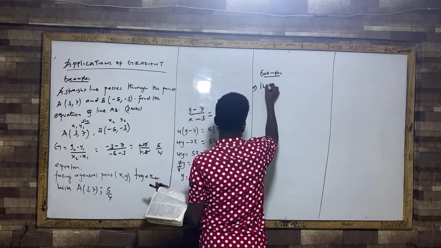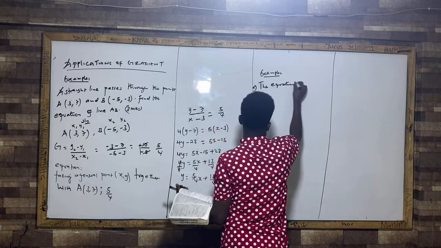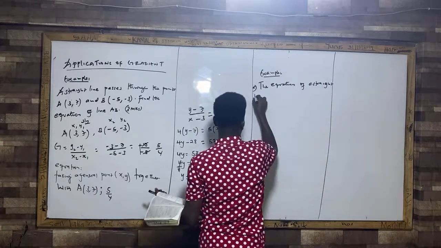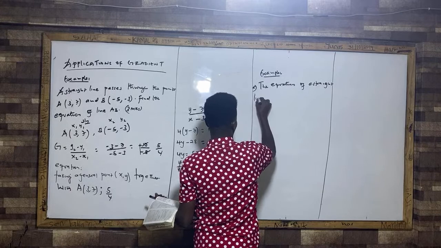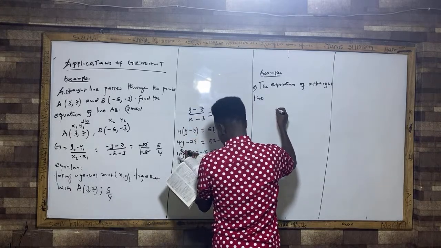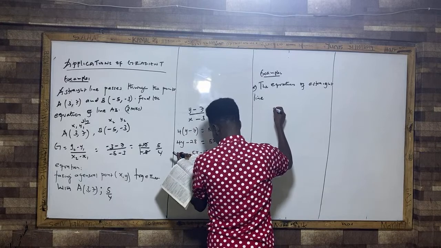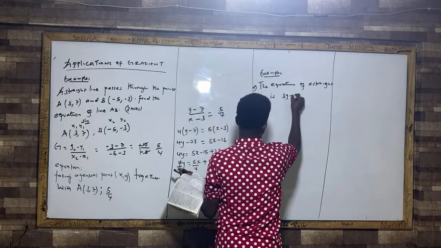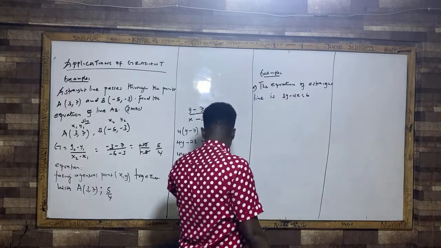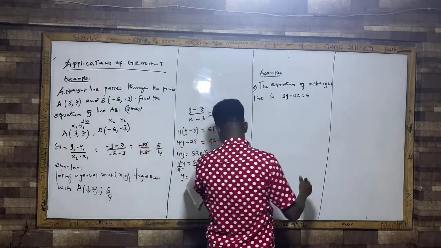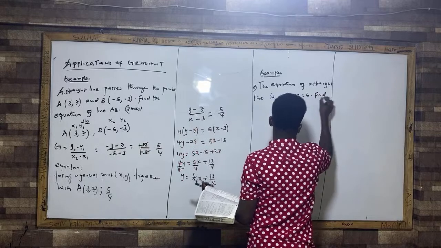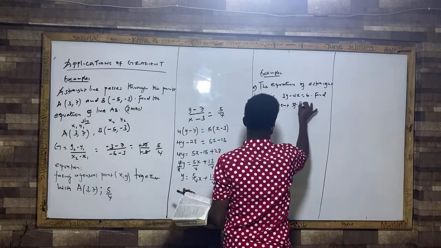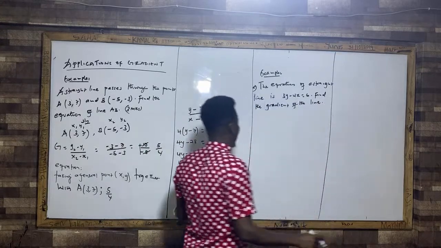The equation of a straight line is 3y minus 4x is equal to 6. Then you're told, find the gradient of the line. This is question A.